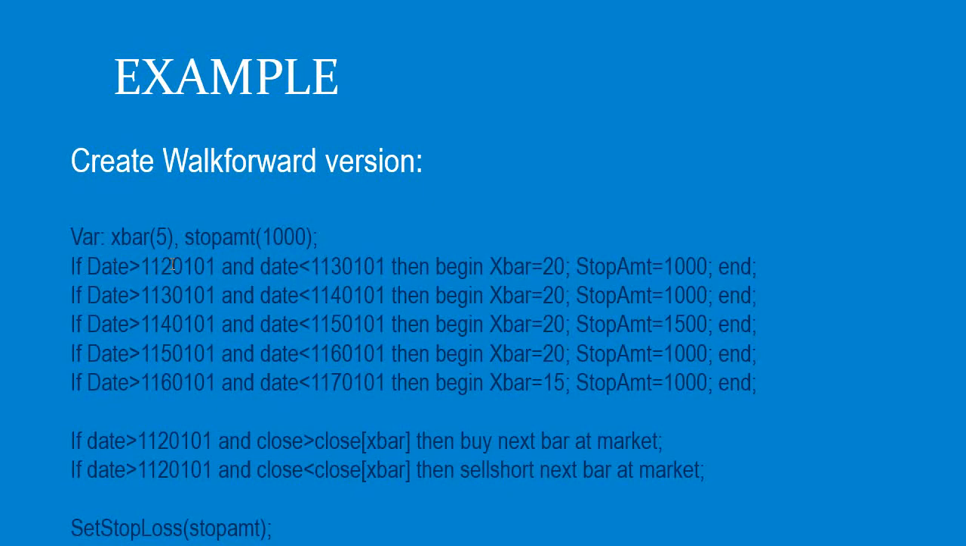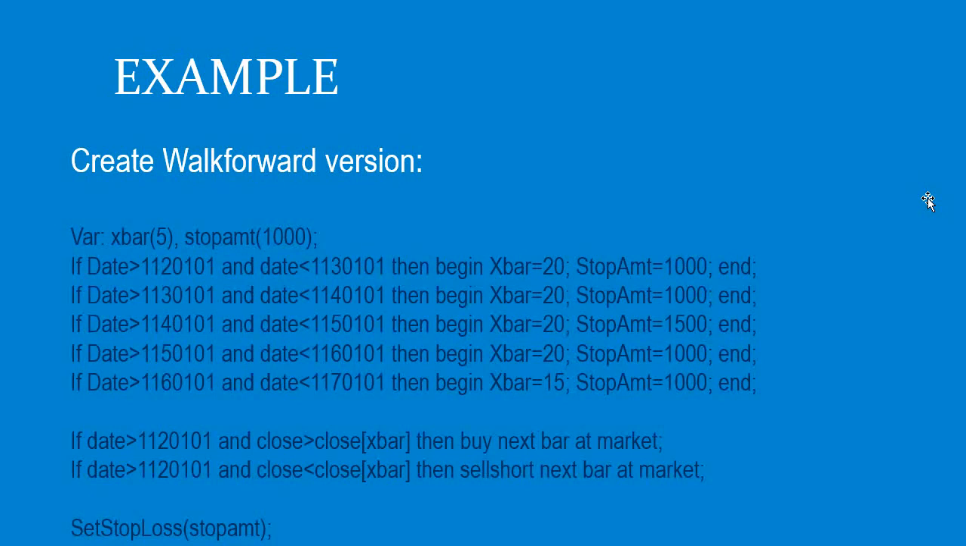So this is January 1st, 2012 to January 1st, 2013. I use these values. Then in 2013, I use these, 2014, these, and so on all the way through. This is the walk forward version of the strategy. It's the version that is all out of sample.